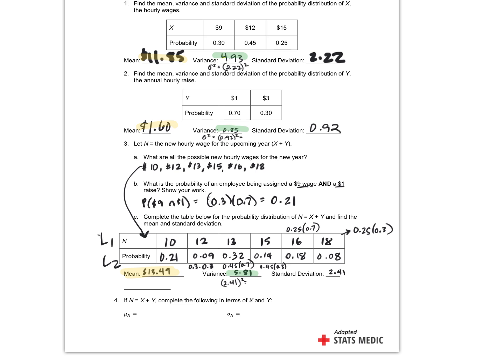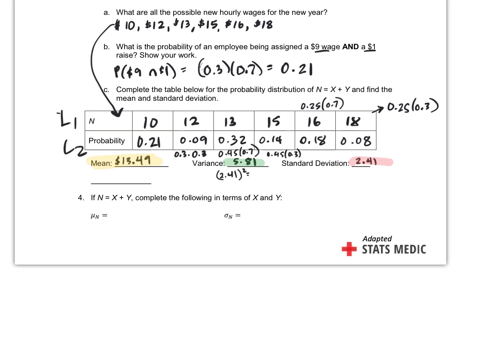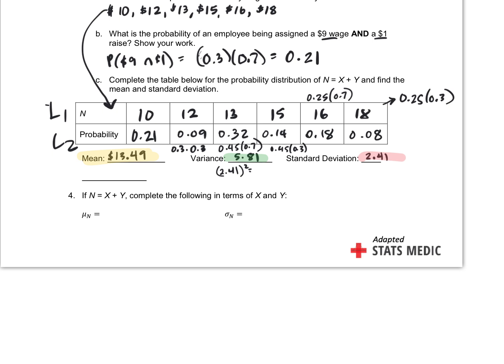Does it work for standard deviation? Not even close, is it? So what can we say? We cannot add our standard deviations. We can add the means. We can add the variances, but we cannot add standard deviations. So let's find a workaround, all right? So if that's true, how can we summarize that?